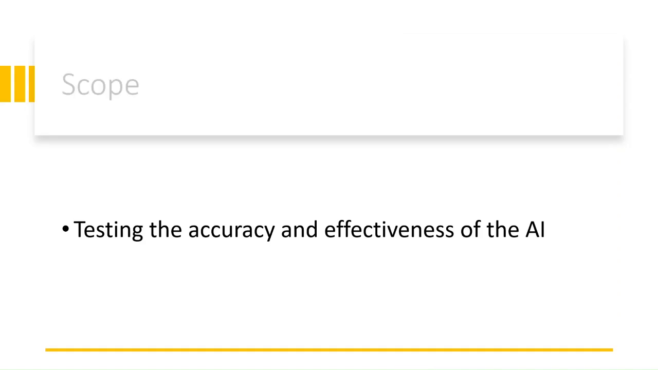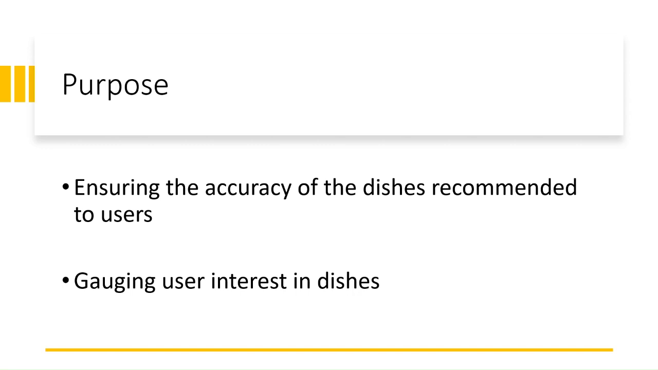And for the testing of this product, we need to focus on the accuracy and effectiveness of the AI. This is the main working element of the service. And we need to do this by testing to ensure that dishes are being accurately recommended, along with gauging what kind of interest the user has in these dishes.